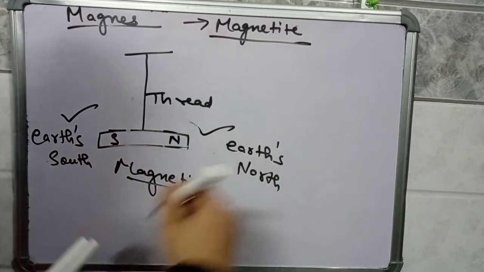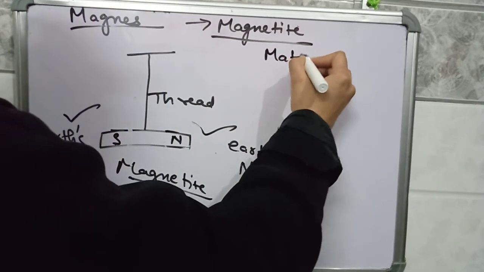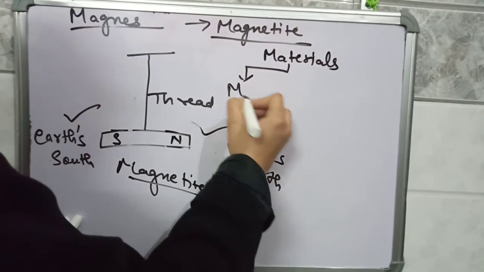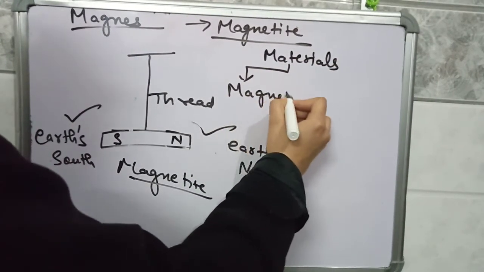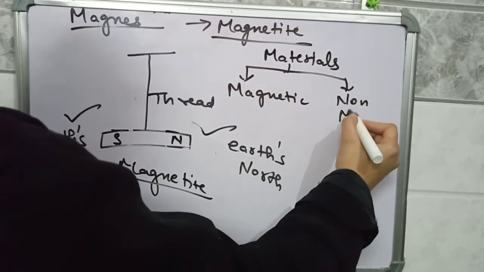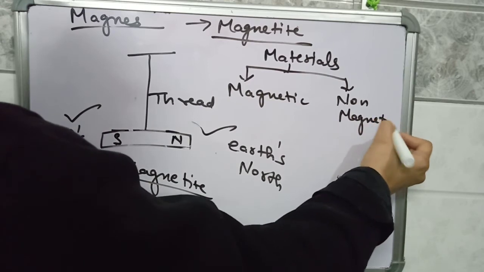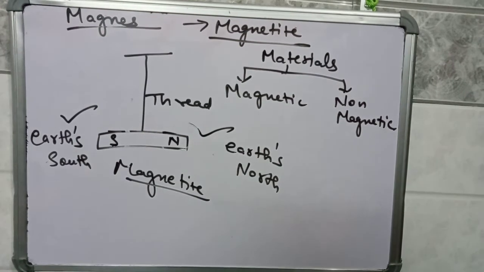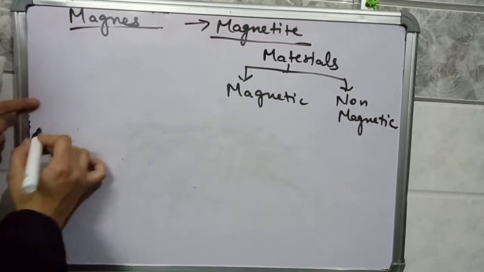So the materials that you see in our surrounding are of two types: magnetic material, and another is non-magnetic material. Two types of materials are there: magnetic and non-magnetic material. So what are magnetic and non-magnetic materials? So what are magnetic materials?